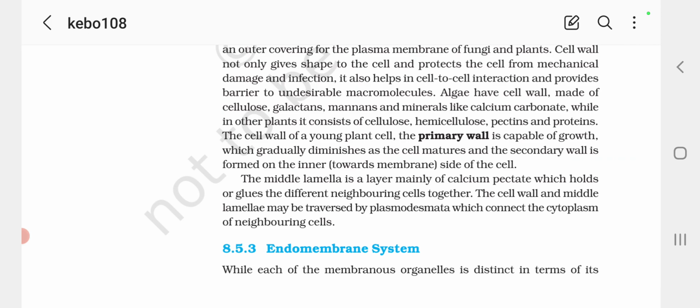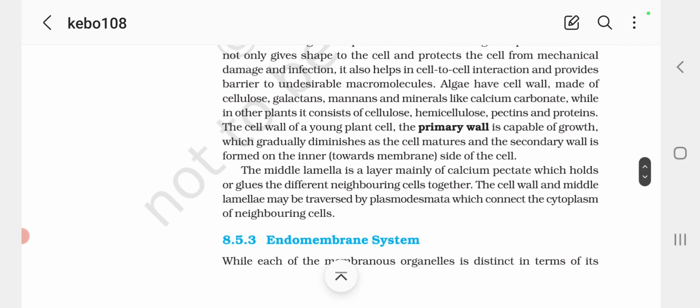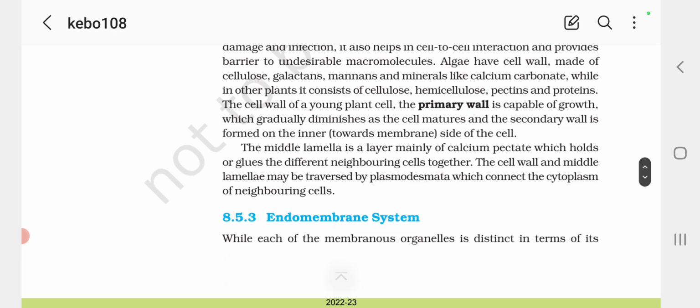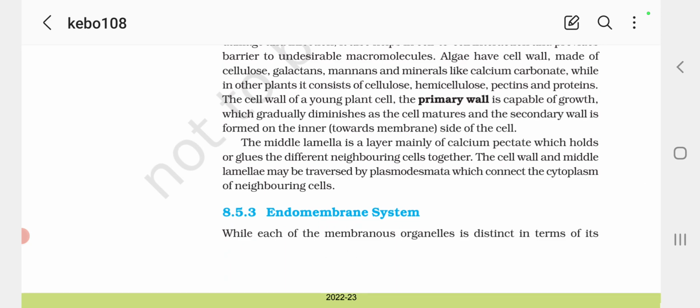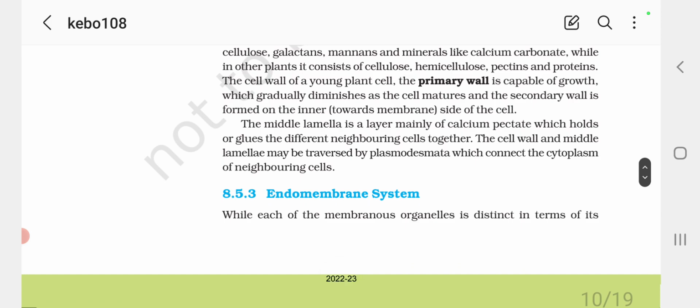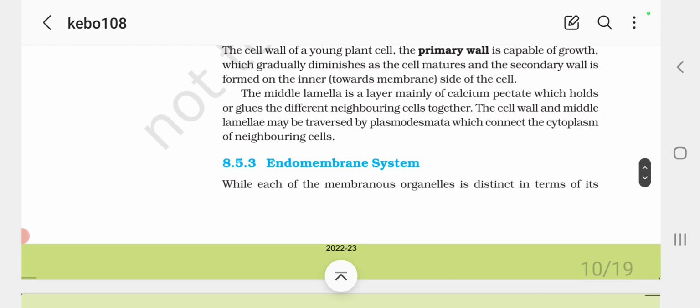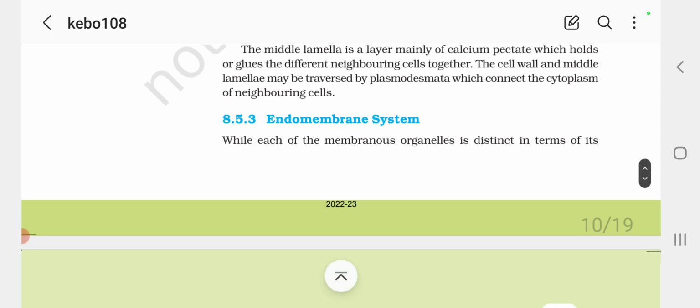Algae have cell walls made up of cellulose, galactans, mannans, and minerals like calcium carbonate, while in other plants it consists of cellulose, hemicellulose, pectins, and proteins. The cell wall of a young plant cell, the primary wall, is capable of growth, which gradually diminishes as the cell matures and the secondary wall is formed on the inner side towards the membrane of the cell. The middle lamella is a layer mainly consisting of calcium pectate, which glues the different neighboring cells together. The cell wall and middle lamellae may be traversed by plasmodesmata, which connect the cytoplasm of neighboring cells.